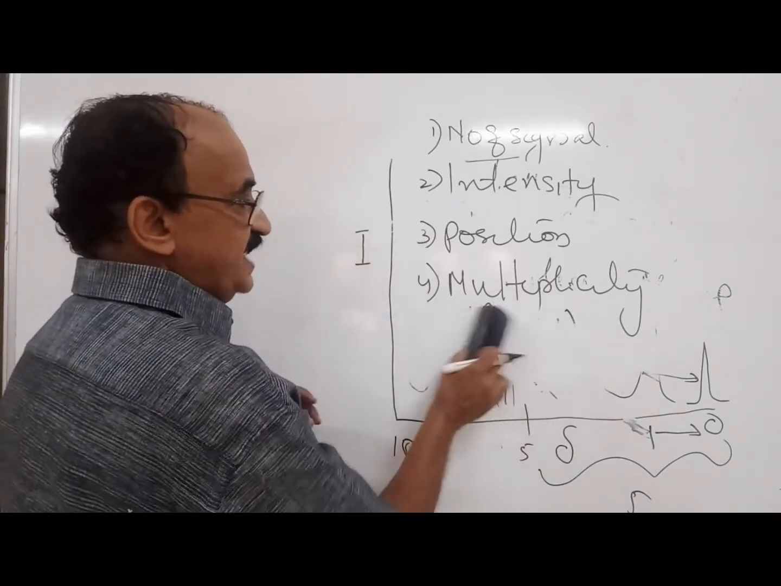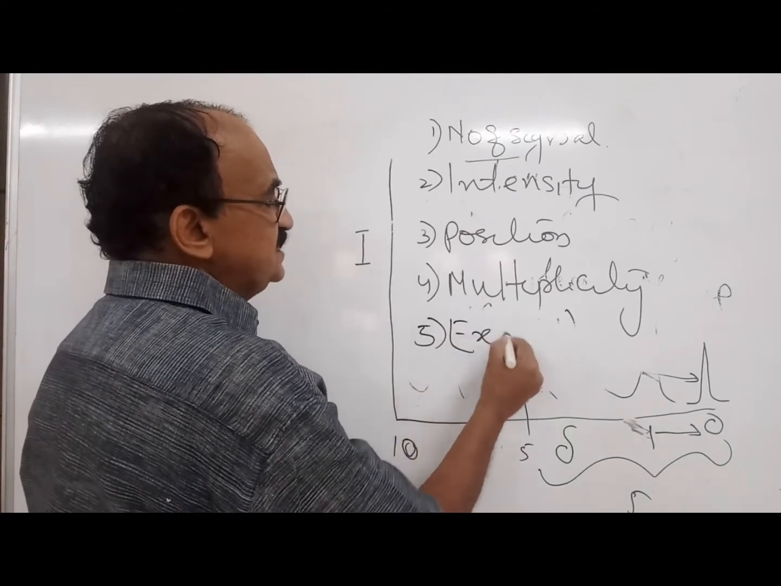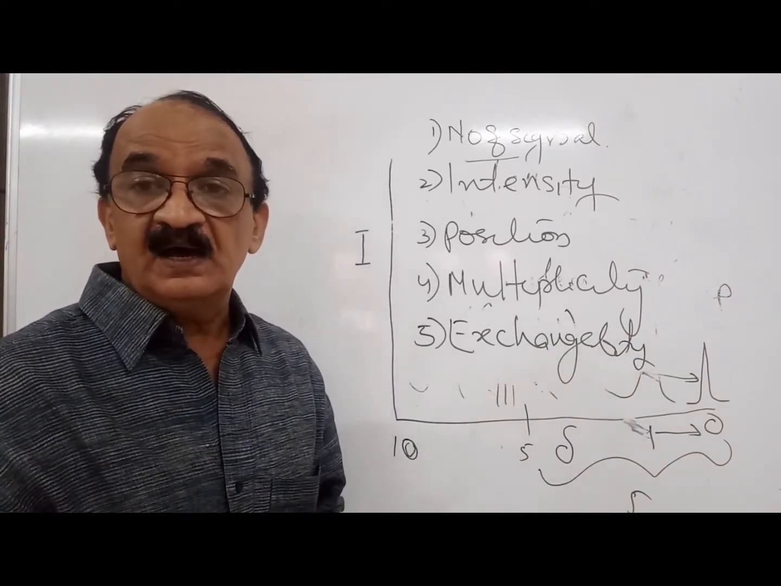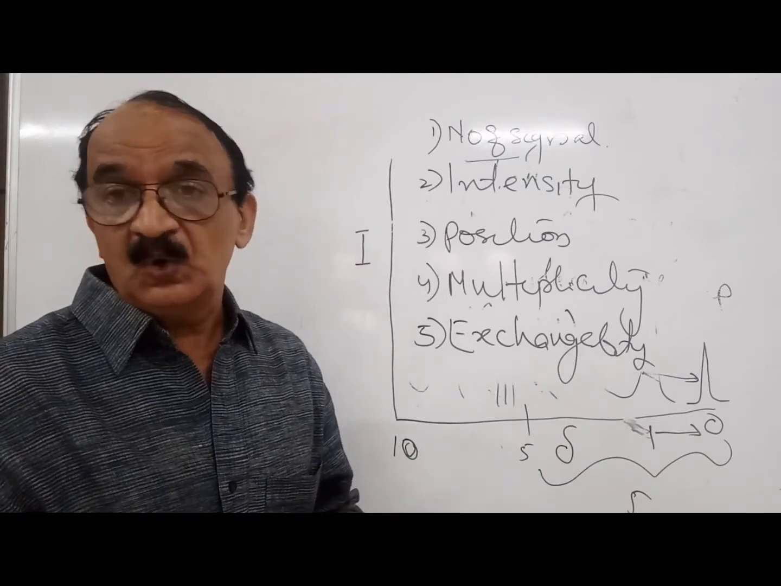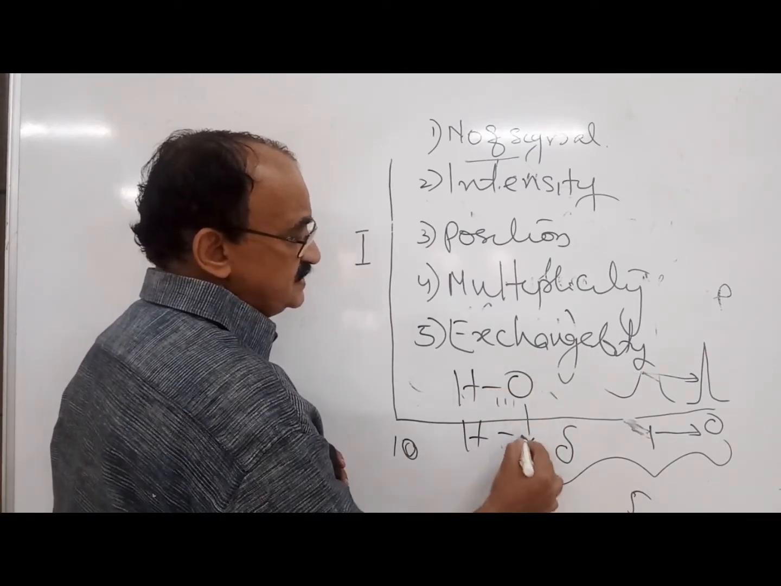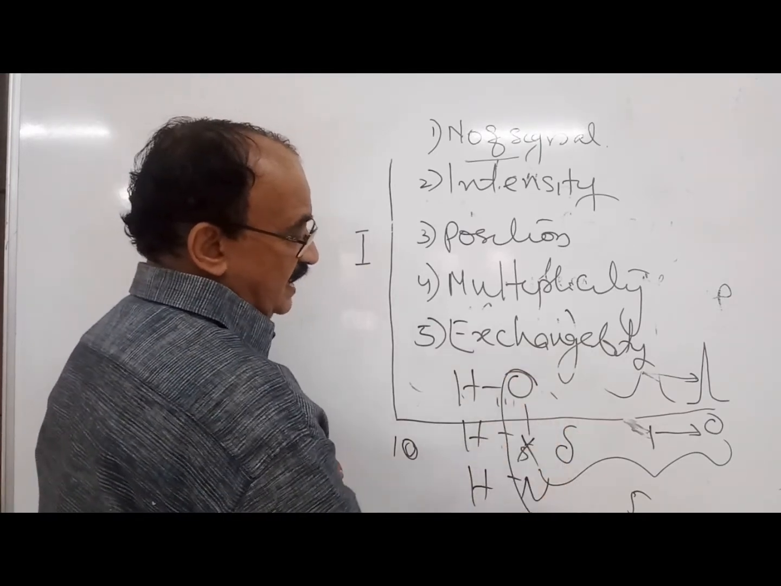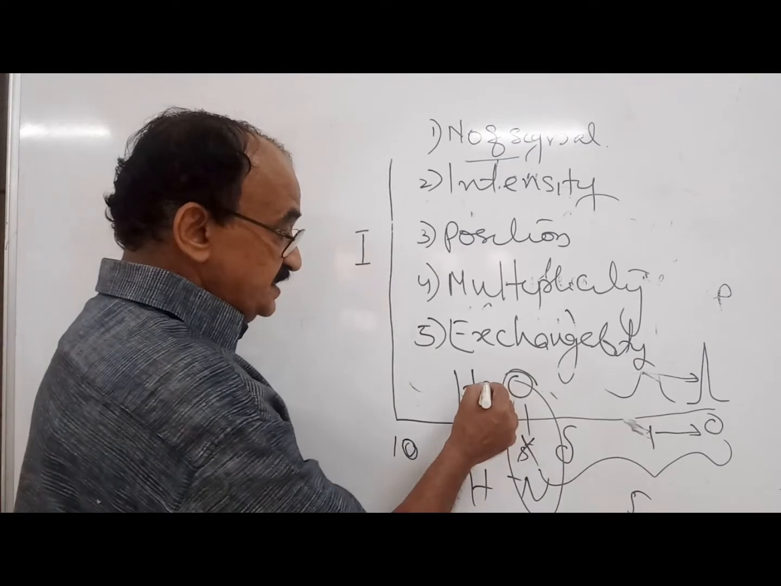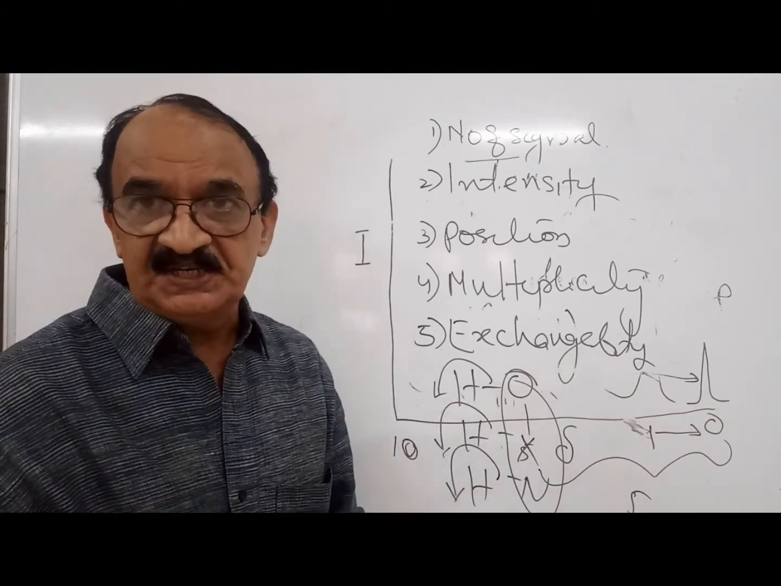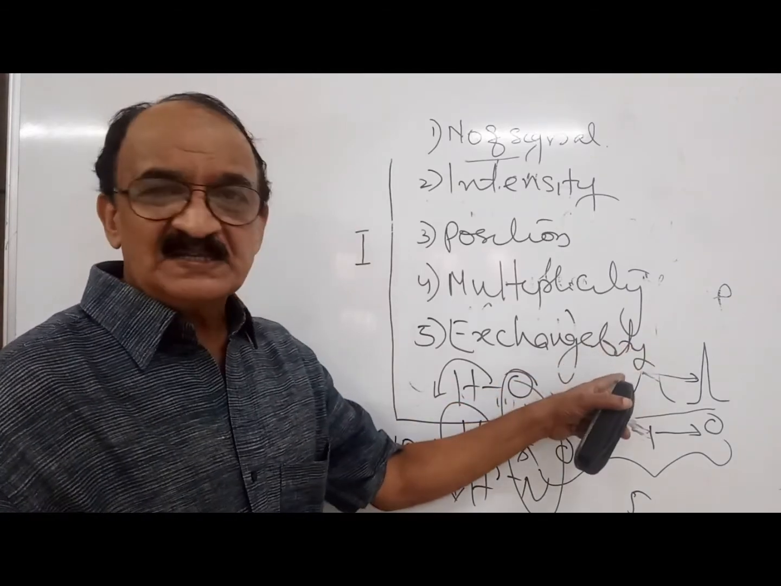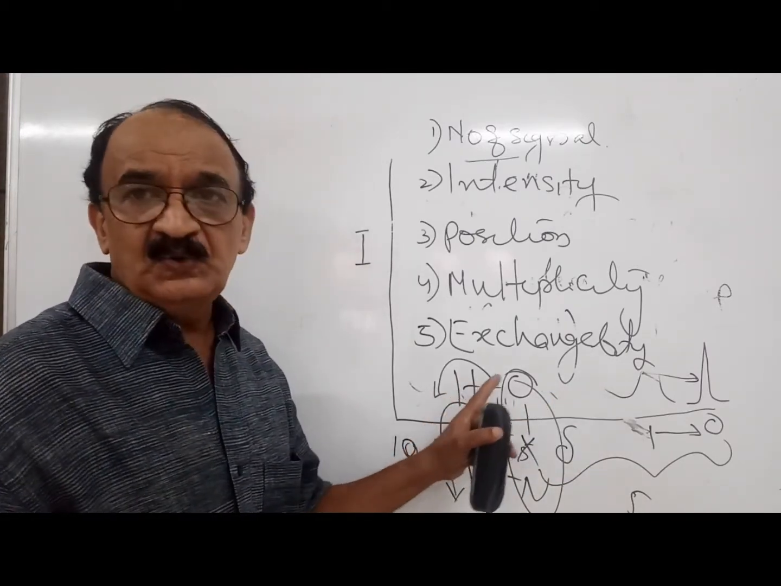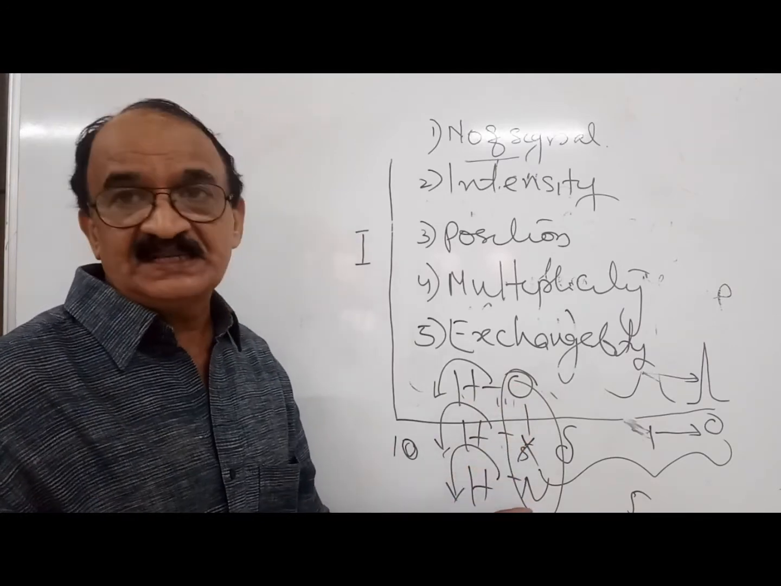And the last one is exchangeability. The fifth one is exchangeability. Exchangeability is the easy way to shift position from the group. For example, hydrogen connected to oxygen, hydrogen connected to halogens, and hydrogen connected to nitrogen. These oxygen, halogens and nitrogen are electronegative, and this hydrogen can be easily transferred, easily exchanged. Right? Acidic hydrogen: exchangeability denotes the presence of acidic hydrogen. Acidic hydrogen means hydrogen connected to a more electronegative atom like oxygen, halogen, nitrogen, etc.